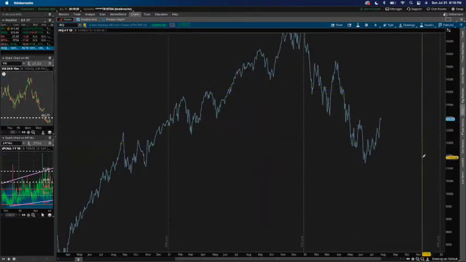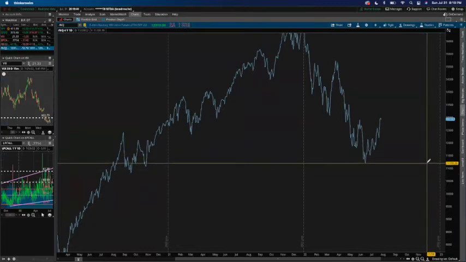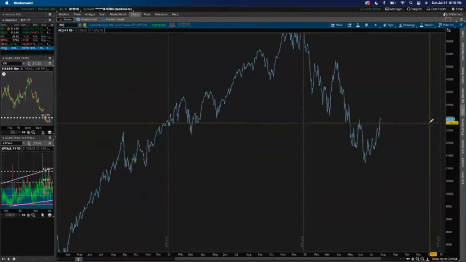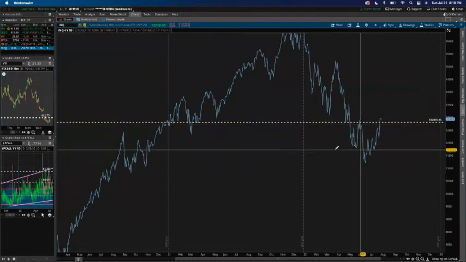Okay, so we're going to go through here. We're going to look and try and chart levels, right? We're going to find things that look good to us. Okay, so here we go.